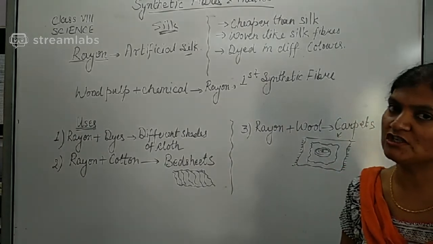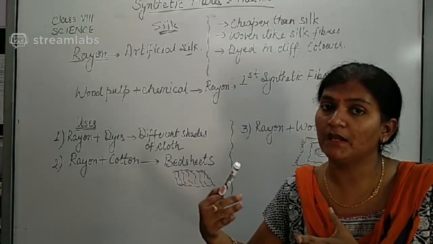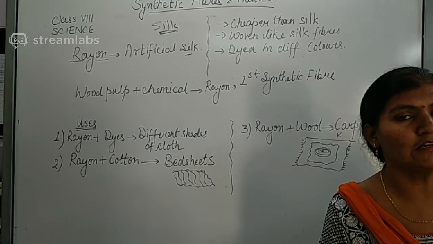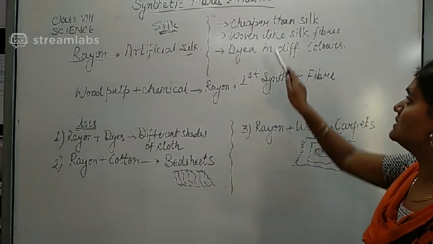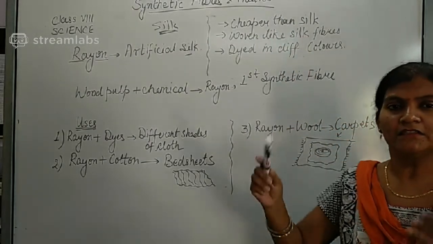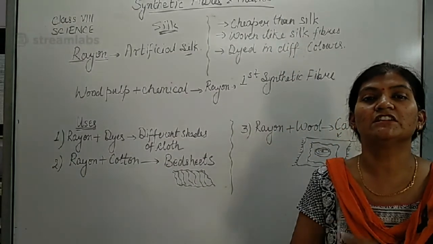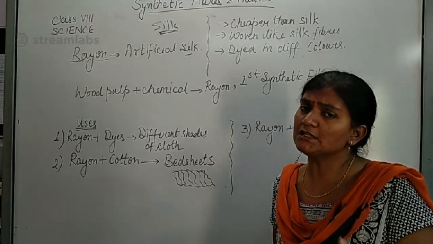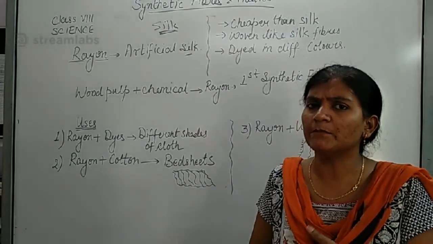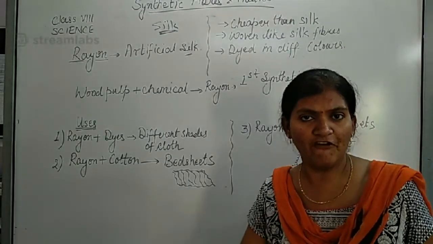Since it is artificial silk, it can be made by use of chemicals in the factories and industries. Therefore, it is cheaper than silk. That is the property that was needed by all of us, because we need a cheaper fabric so that it can be used in a variety of ways.